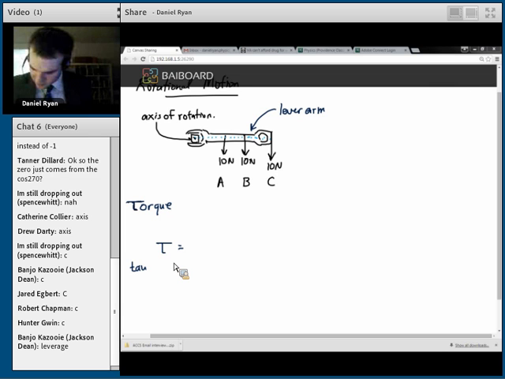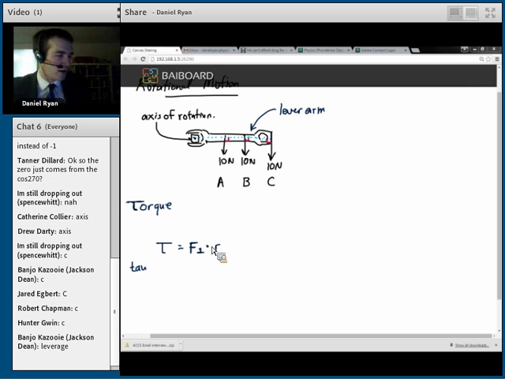Tau, the torque, is equal to the force that is perpendicular to the lever arm. You notice that I kindly drew all of these forces so that they were at right angles with the lever arm. Nice of me, huh? The force that is perpendicular to the lever arm times the lever arm. So multiplied by the lever arm. And we are gonna call the lever arm R.